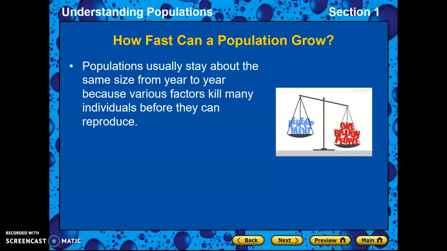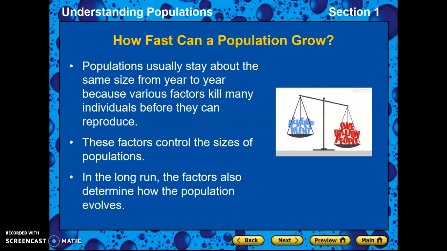So how fast can a population grow? Well, normally the populations stay pretty steady from year to year because you have organisms dying and then organisms being born at a pretty steady rate. But these are the factors that control the size of the population. So in the long run, the factors also determine how the population evolves. Now, if you have something come along like a fire that destroys a lot of the population, or a disease, then those things can change the population growth a little more quickly.